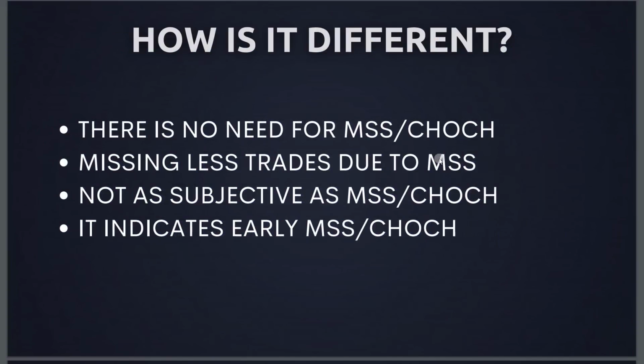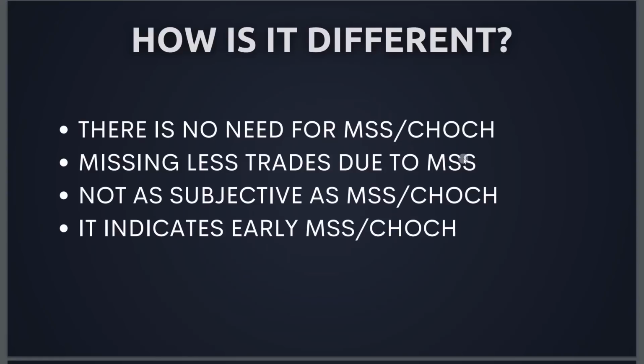Now, how is it different? How is the inverse fair value gap different from the 2022 mentorship model? And is it better? Is it worse? In the inverse fair value gap strategy, there is no need for market structure shift or change of character. As we discussed, the market structure shift is actually violating the fair value gap itself. Because of this, you're going to miss much fewer trades just because of the market structure shift or the change of character. A lot of people, even in Discord, say, okay, Mulham, we are missing a lot of trades just because we are waiting for change of character or market structure shift.